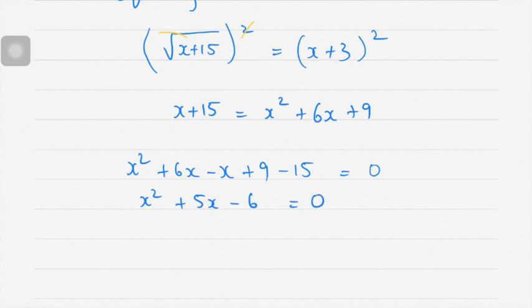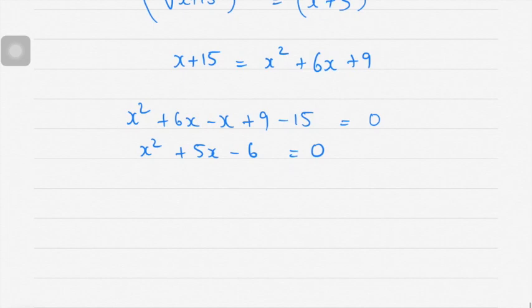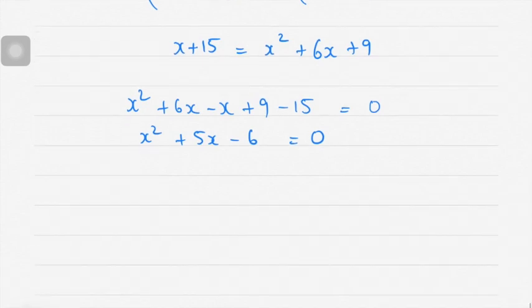6, right? 6 minus 6 is equal to 0. Now I want two numbers. When you multiply those two numbers, the answer should be minus 6, and when you add those two numbers, it should be plus 5. So when you multiply, it has to be minus 6.